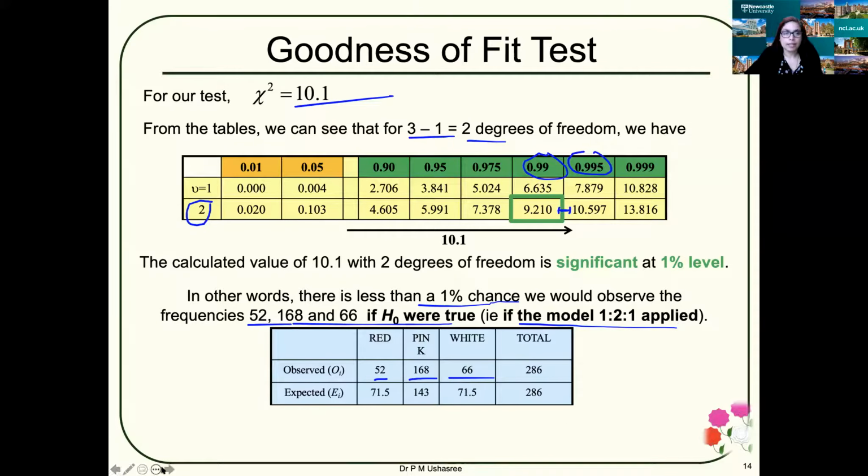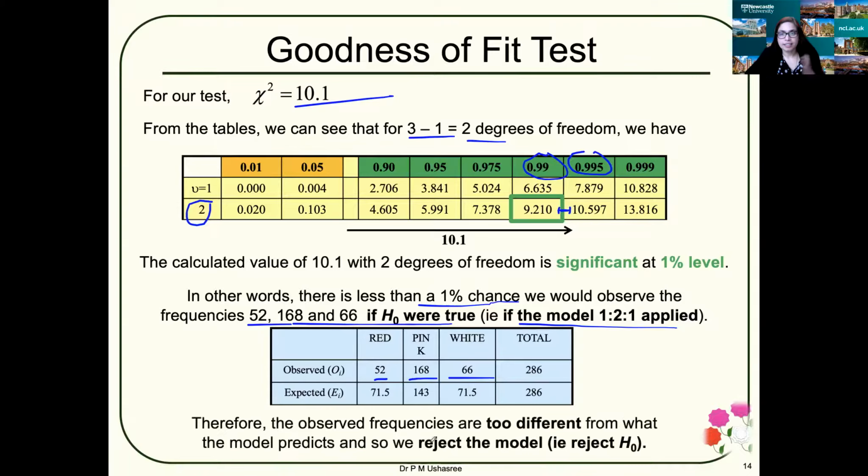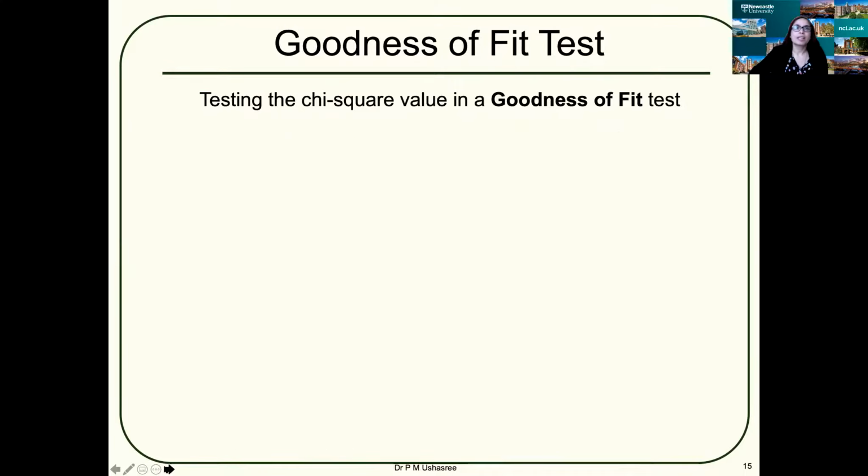Okay, so that means you can reject the null hypothesis. Therefore, the observed frequencies are too different from what the model predicts, and so we reject the model. That is, we reject the null hypothesis. Yeah, good. Now, testing the chi-squared value in a goodness of fit test.